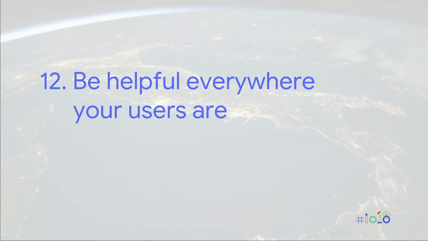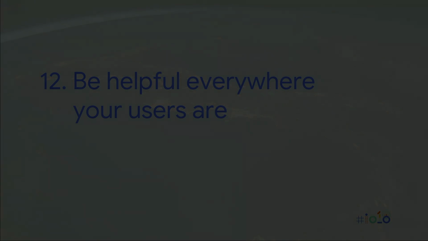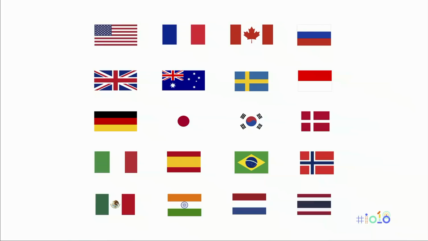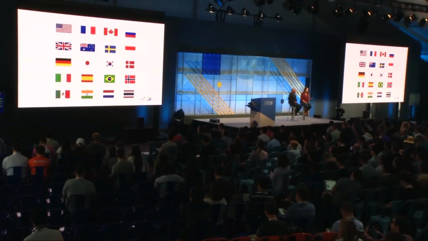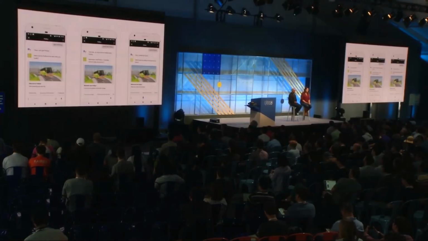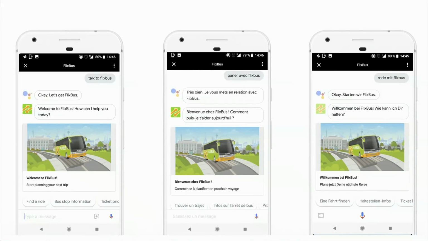A final tip: be helpful everywhere your users are. We're launched in more than 25 locales in 16 languages. We recommend engaging with this global audience as soon as possible. Flixbus is a bus company, and it's available in multiple countries and languages. Here, you can see identical action screens in multiple languages: English, French, and German.